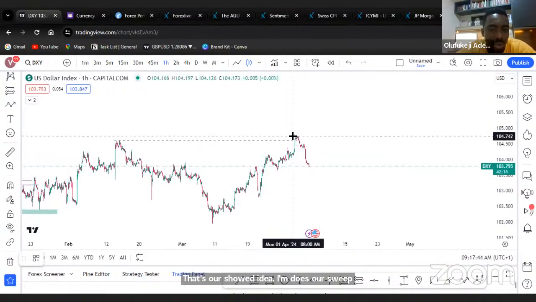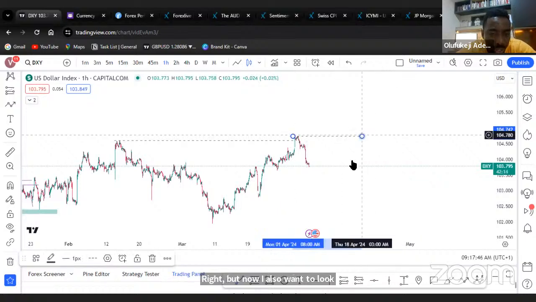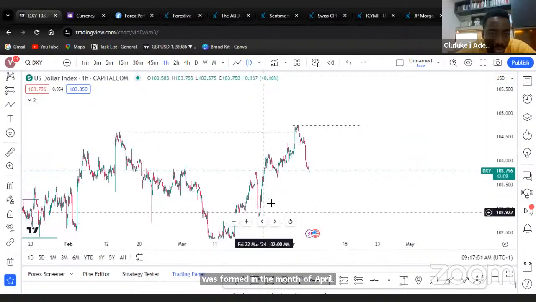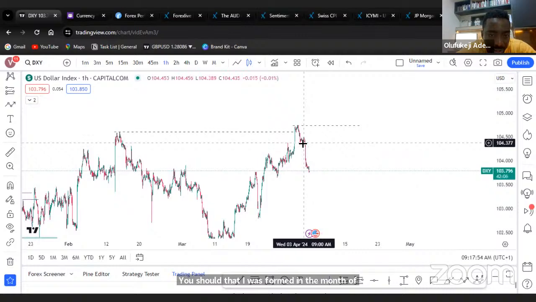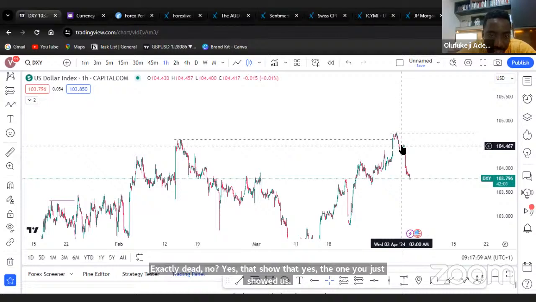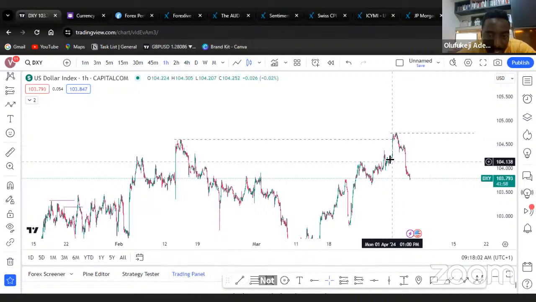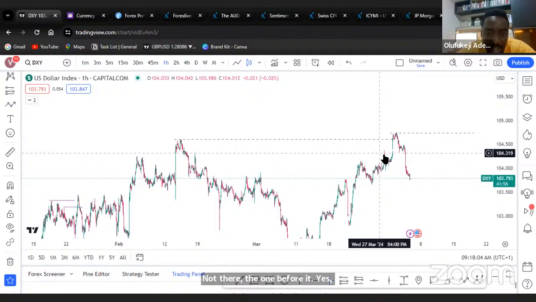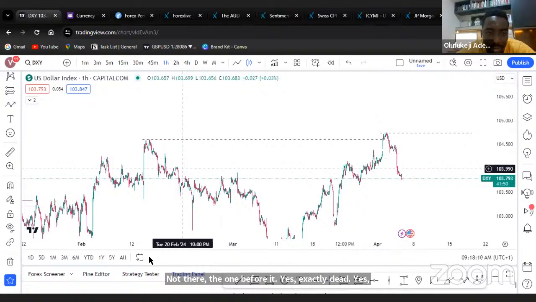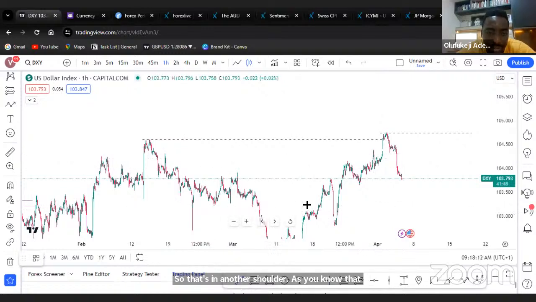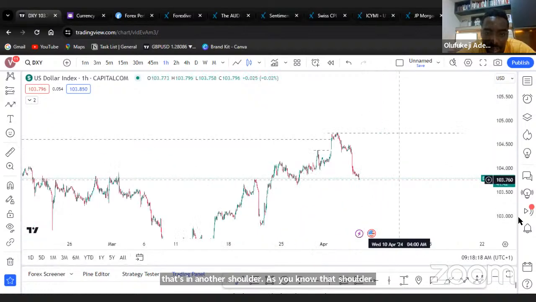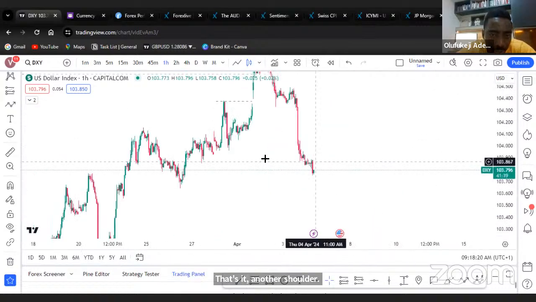Right? But now I also want to look at the shoulder that was formed in the month of April. The shoulder that was formed in the month of April. Exactly there. Yes, that shoulder. Yes, the one you just showed us. Not there. The one before it. Yes, exactly there. Okay, it was formed end of March. So that's another shoulder. And we have seen that that's the sweep.